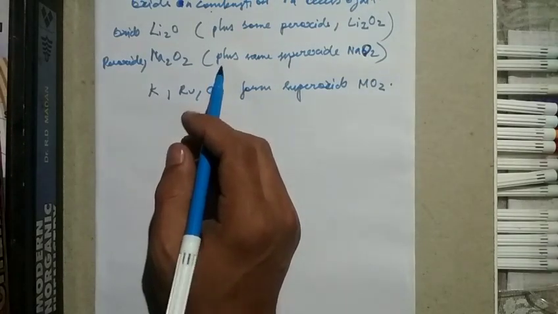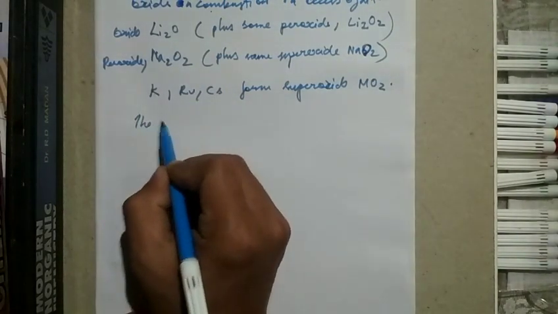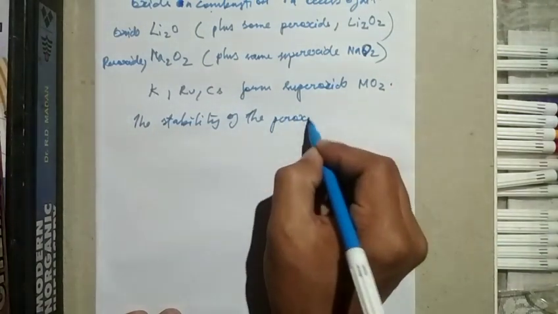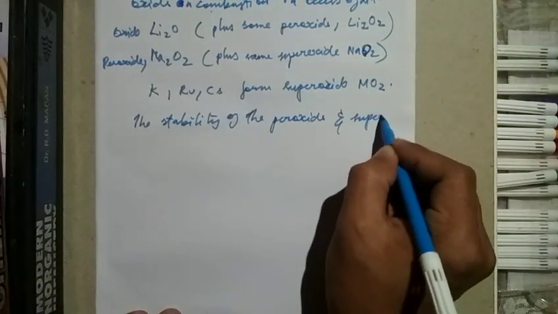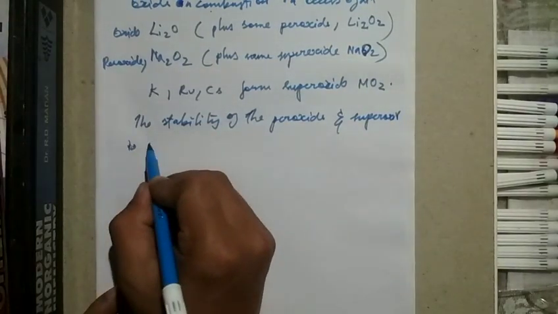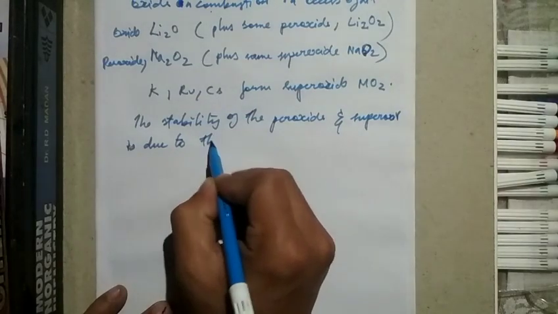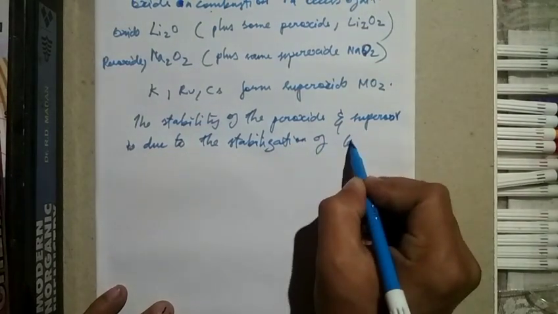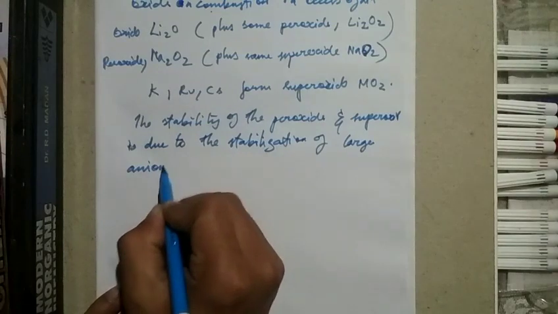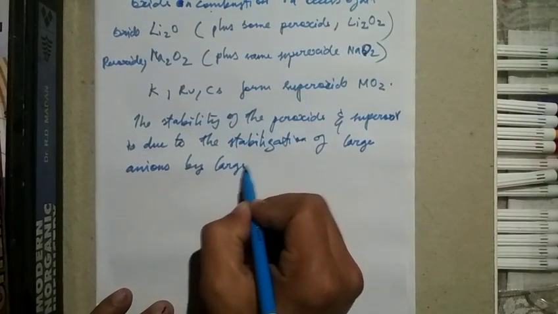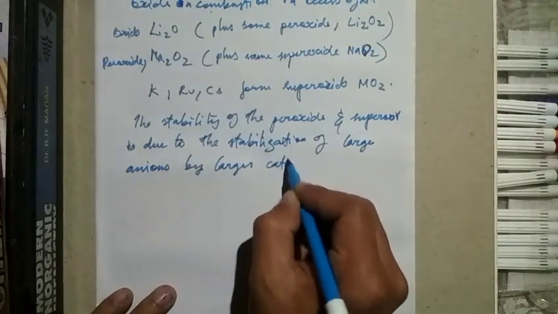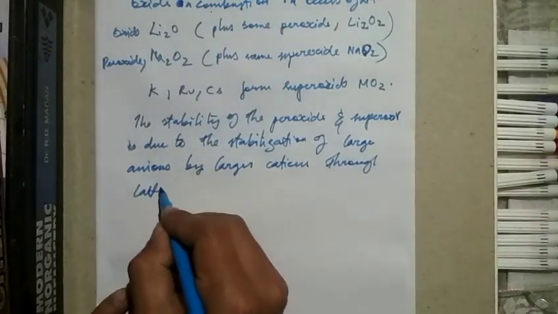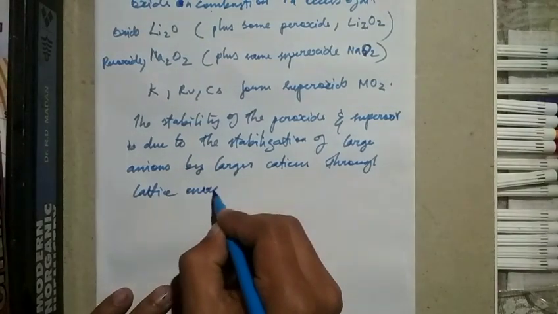The stability of the peroxide and superoxide is due to the stabilization of large anions by larger cations through lattice energy effects.